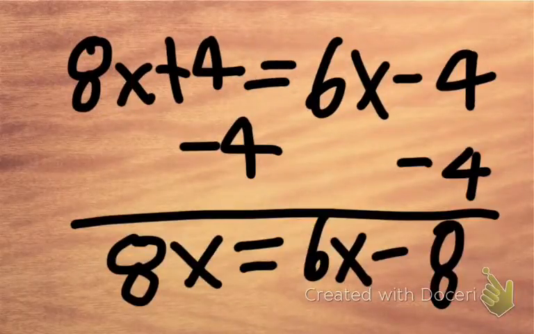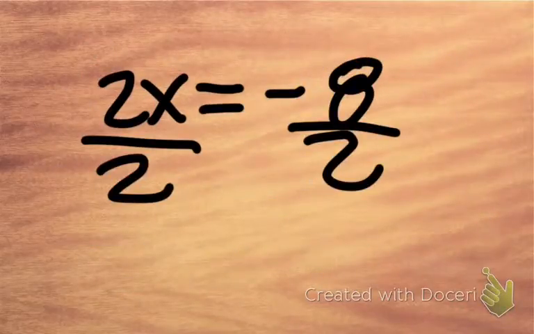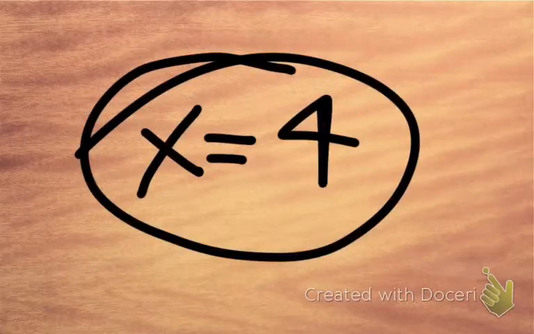So now we would subtract 4 from positive 4 and 4 from negative 4 to get 8x is equal to 6x minus 8. Then after that, we would subtract 6x from 8x and 6x from 6x to get 2x, which would be equal to negative 8. After that, we would divide 2x by 2 and negative 8 by 2 to get our final answer, which would be 4. So x would be equal to 4.